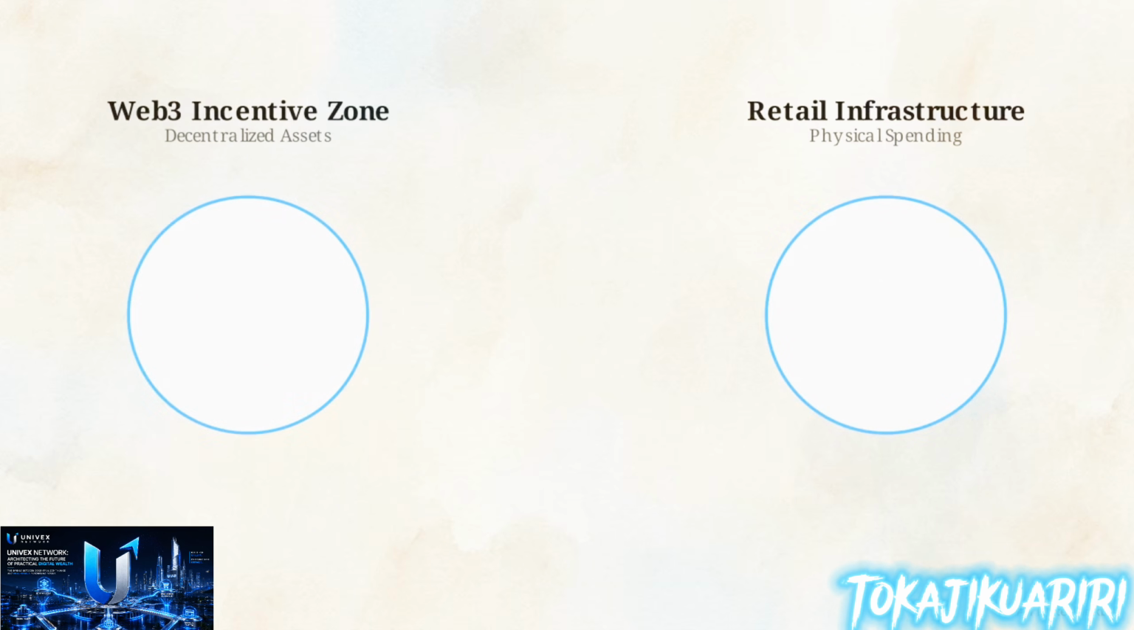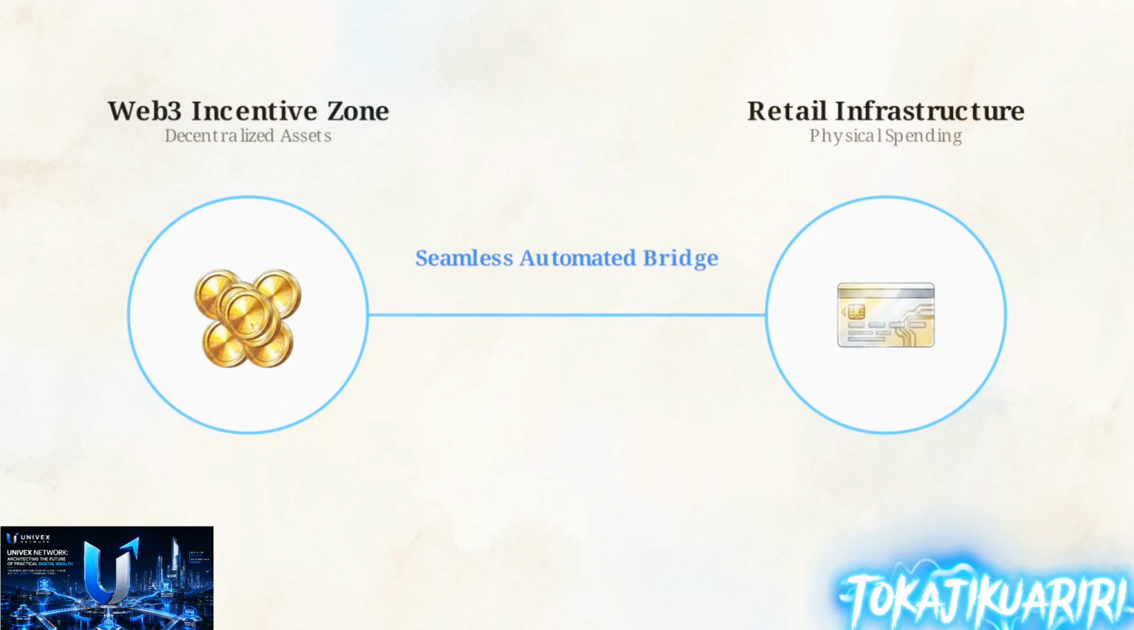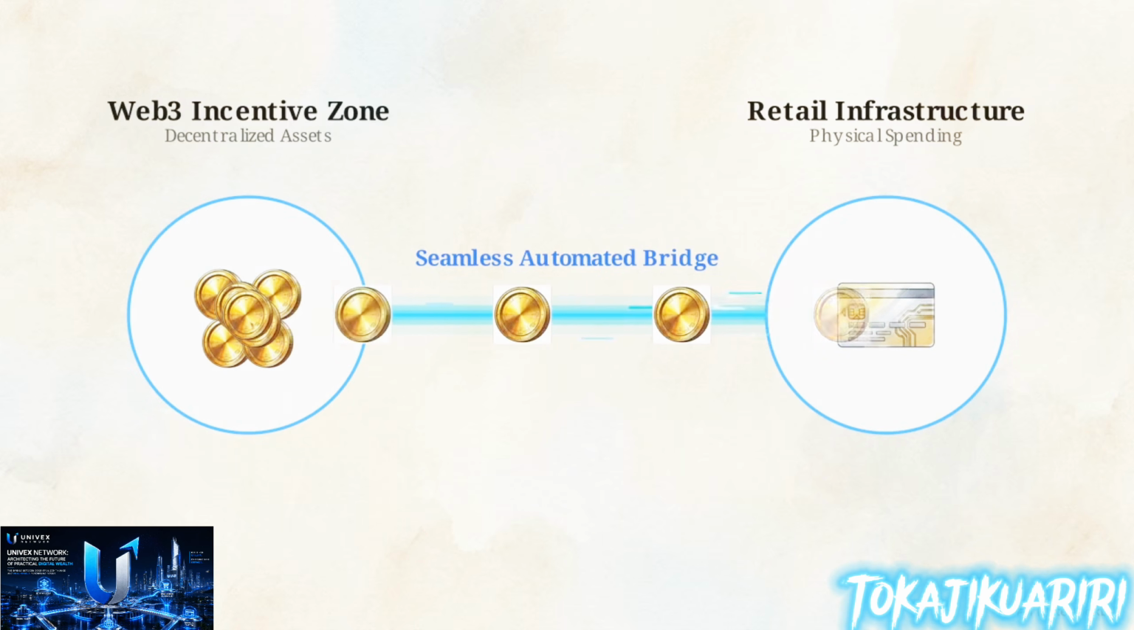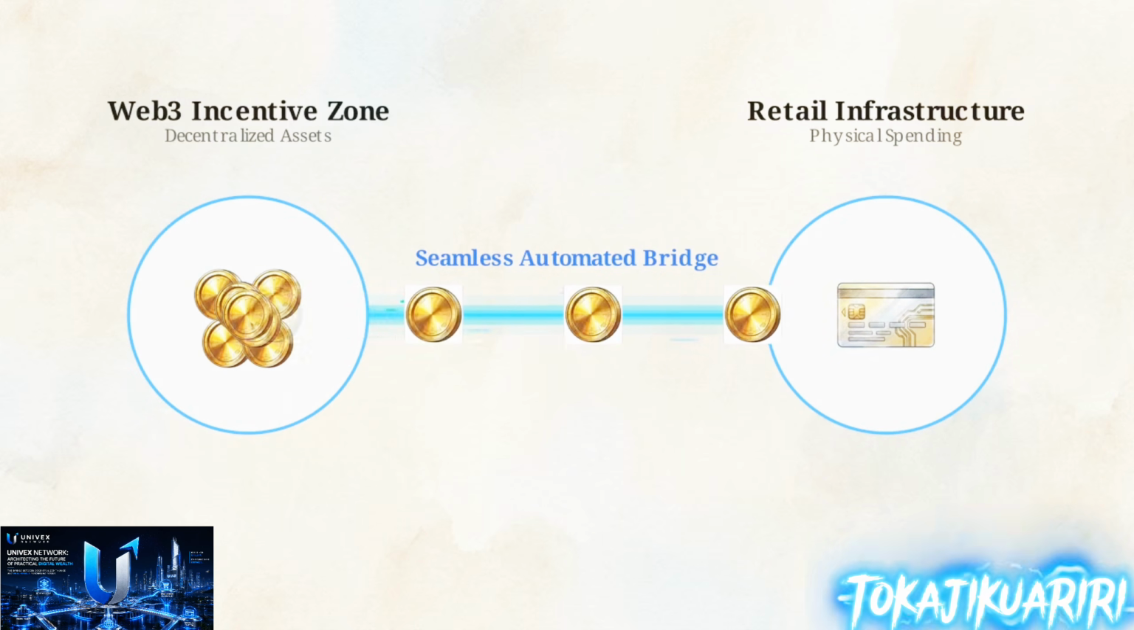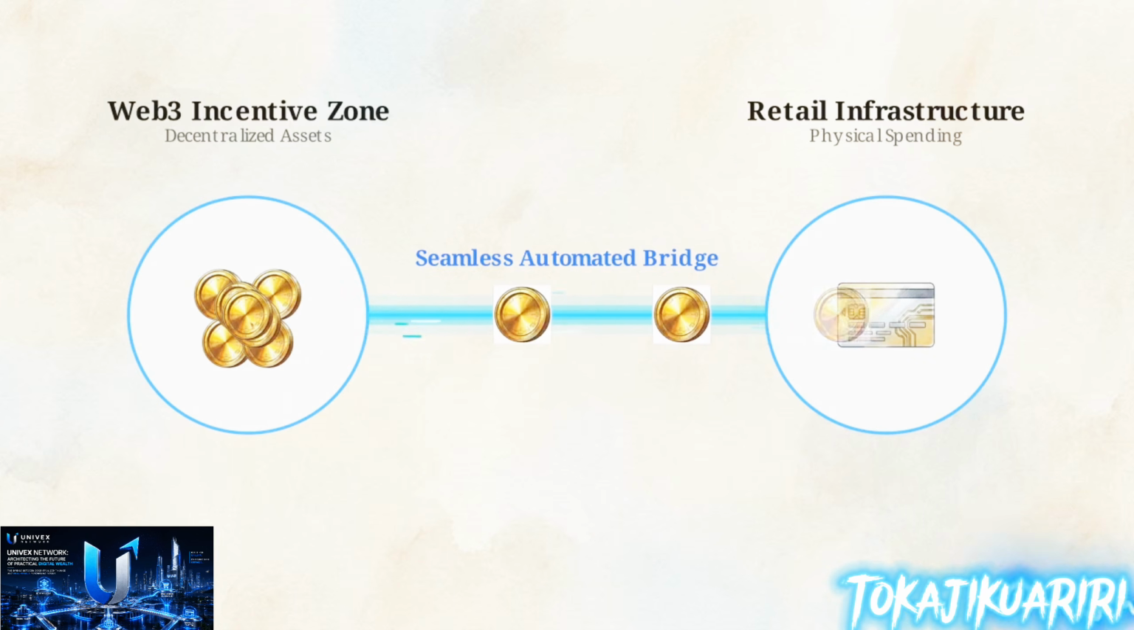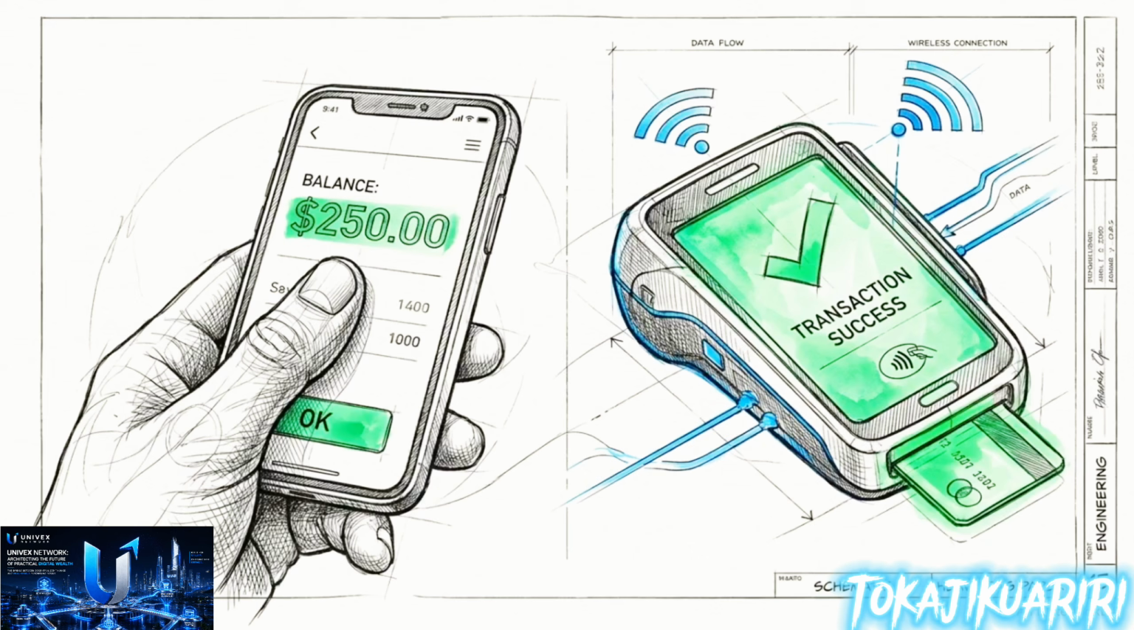Looking at this updated flowchart, the structural objective becomes clear. We replace the bottleneck with a seamless, automated bridge. This natively routes Web3 economic incentives directly into fiat-based retail infrastructure. This creates a unified economic engine. User engagement on the network converts into immediate global purchasing utility.